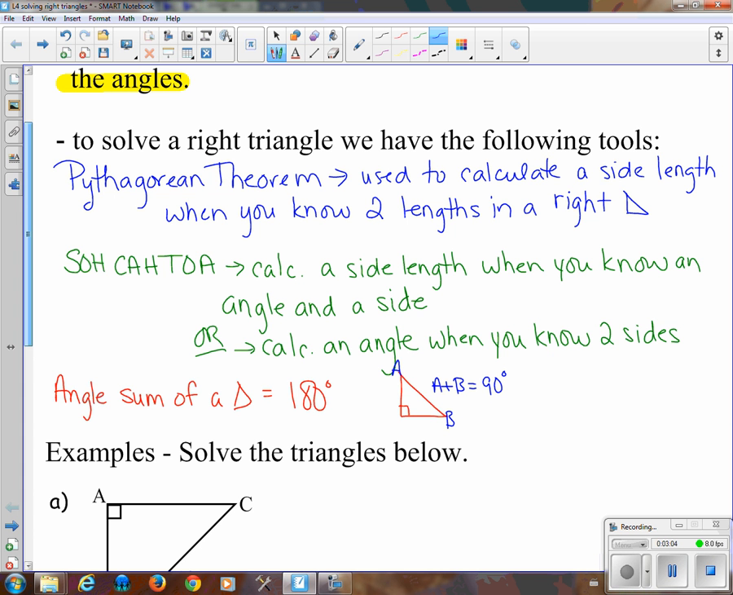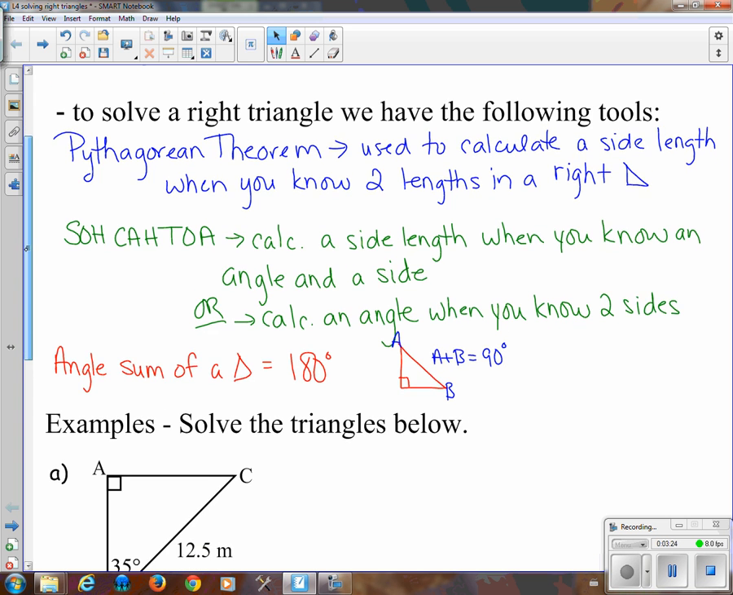So we have these three things to figure out all the unknown lengths and all the unknown angles in each right angle triangle. Pythagorean theorem for lengths, angle sum of the triangle, knowing they add up to 180 for angles, and SOHCAHTOA can calculate either a length or an angle depending on the information you're given. So let's look at an example.